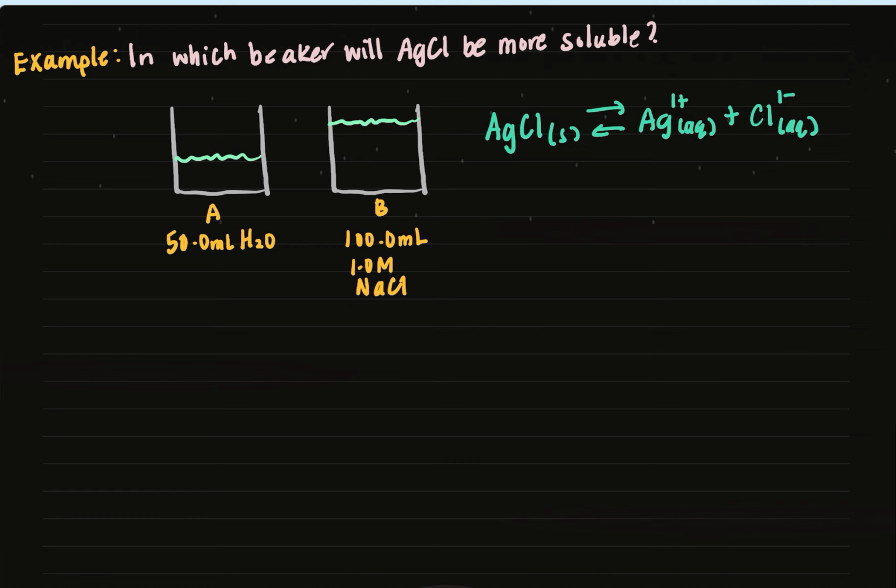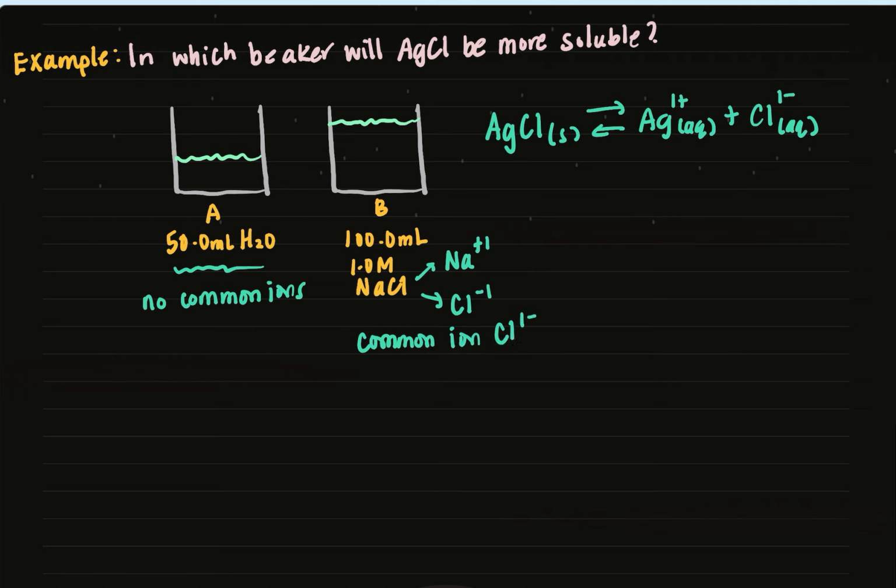Then we need to ask ourselves, in which beaker will it be more soluble? Notice that in beaker A, even though you have less water, you don't have any other ion. There are no common ions in beaker A. However, in beaker B, we will see a common ion, because the NaCl will dissociate into sodium ions and chloride ions. So in beaker B, we have a common ion of Cl 1 minus.